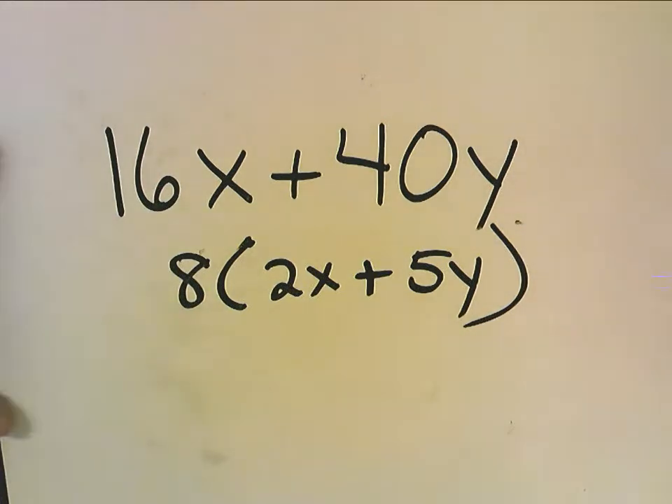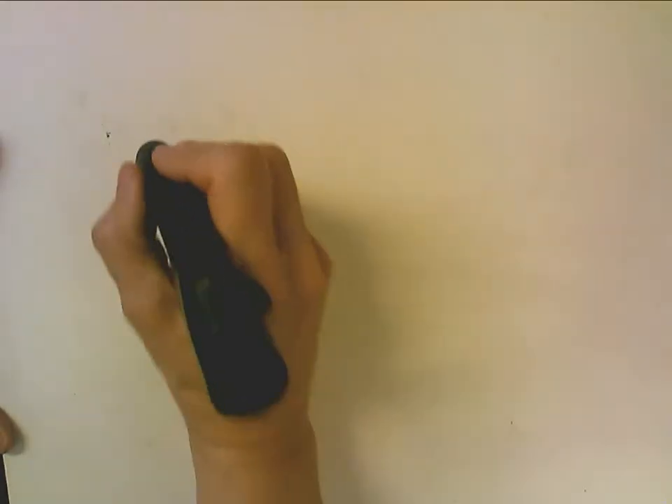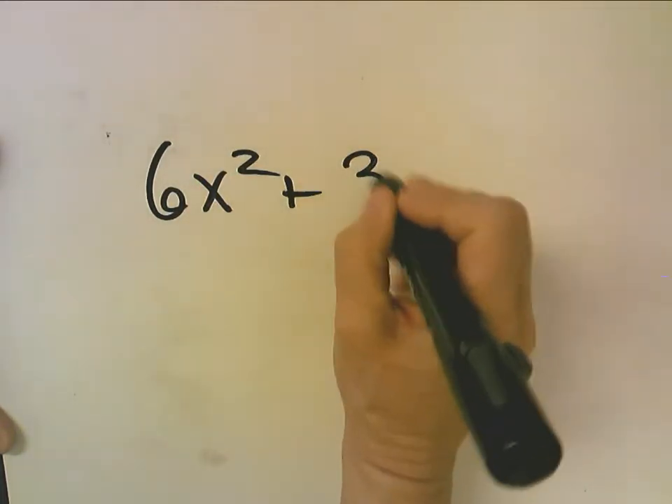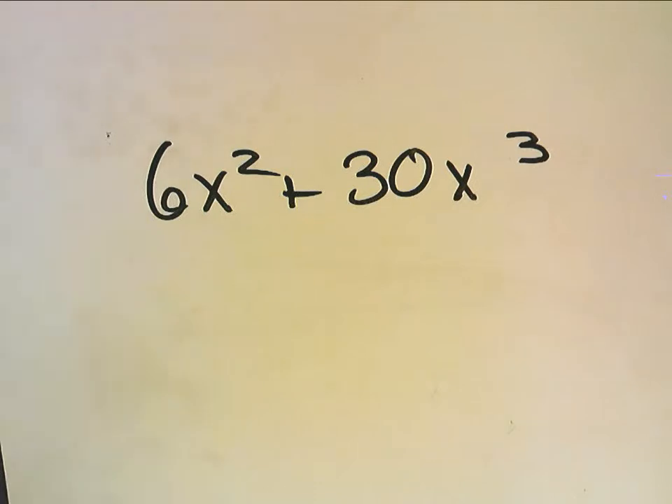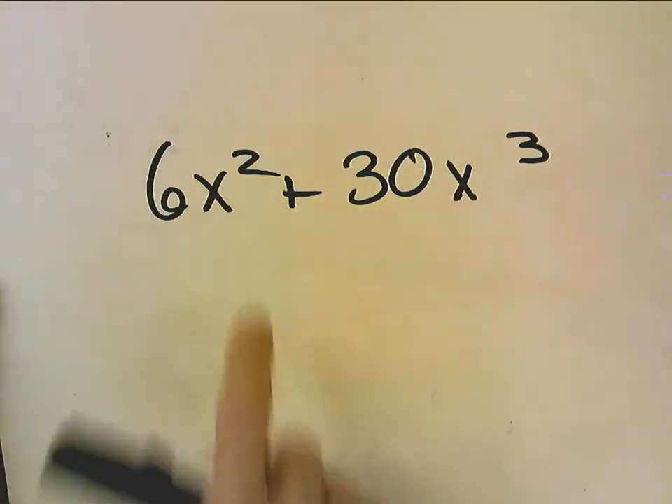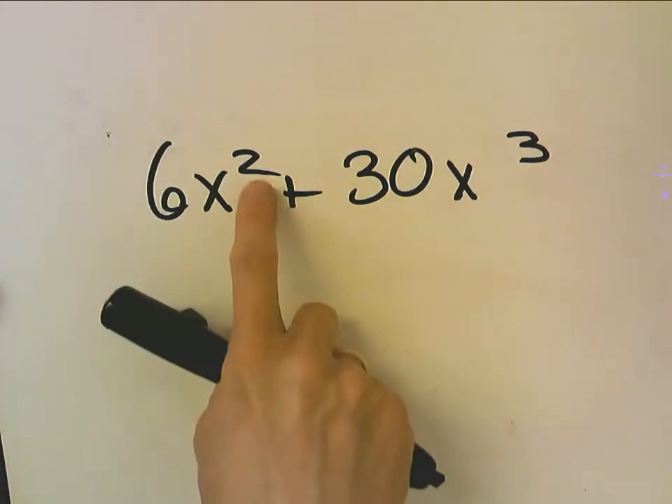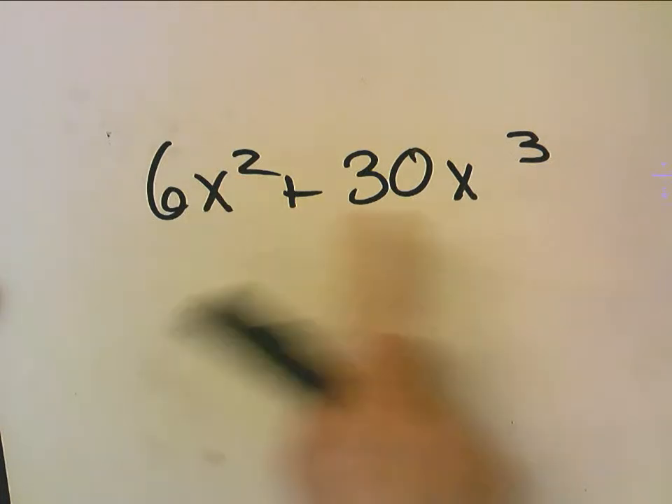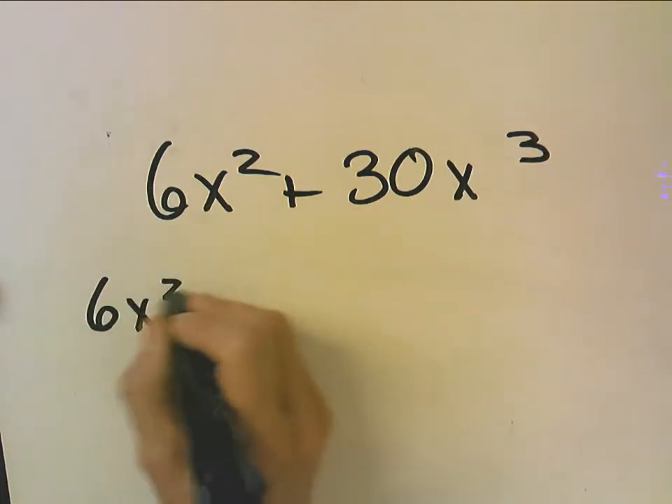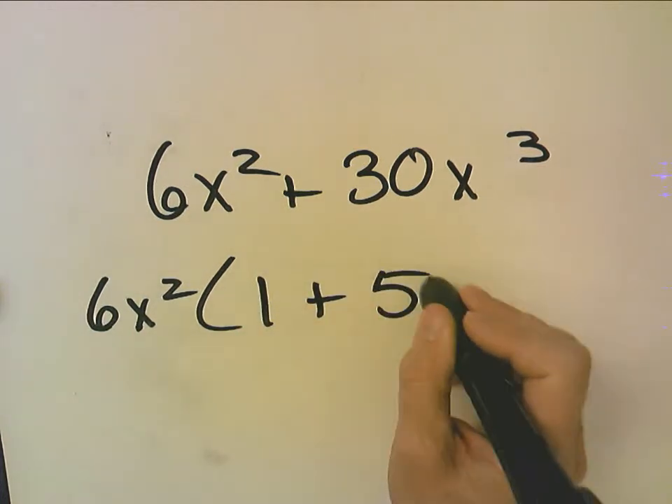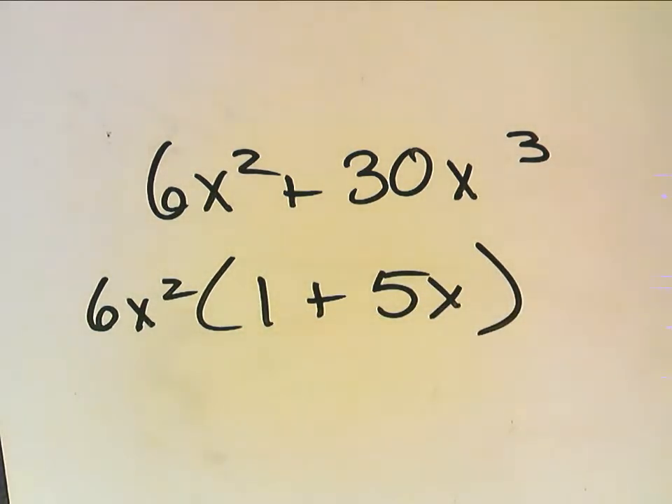Okay, now let's look at the next one. We're going to factor 6x squared plus 30x cubed. So we're going to have a GCF that has both a number and a variable. So who thinks they can give me the GCF here? 6x squared. 6x squared, right? Because remember, when you have two variables, you choose the lowest power of the variables. So 6x squared, and that becomes 1 plus 5x. Okay?